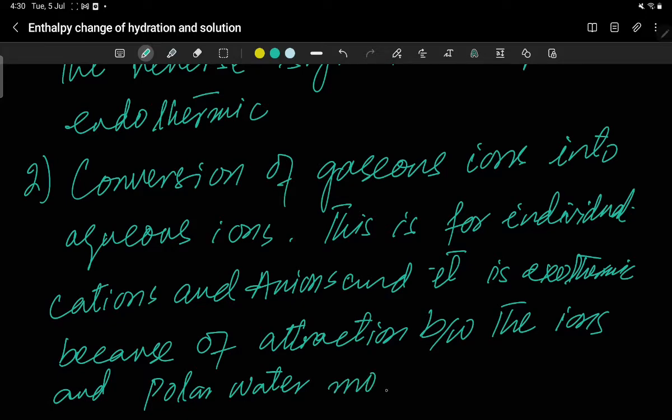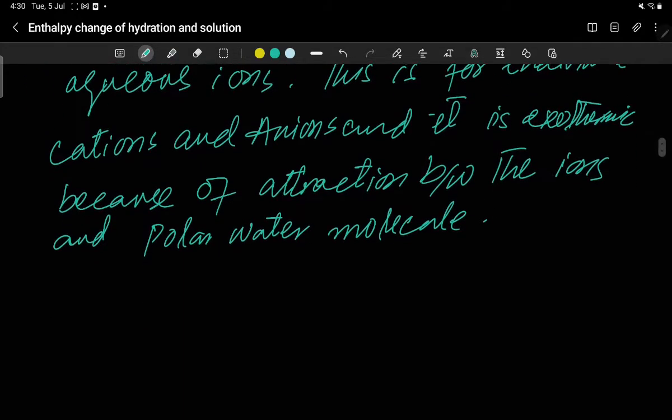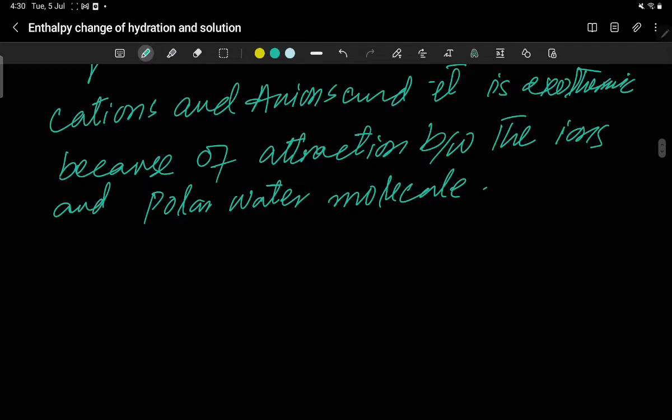Polar water molecules means that oxygen carries a partial negative charge and hydrogen carries a partial positive charge. So covalent molecules which have two poles, partial positive and partial negative, are known as polar molecules. We have discussed polar and non-polar molecules at AS level.